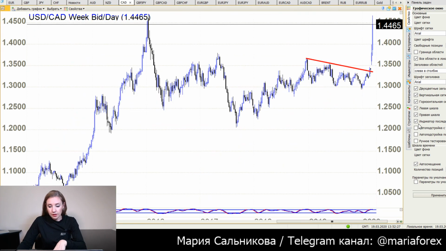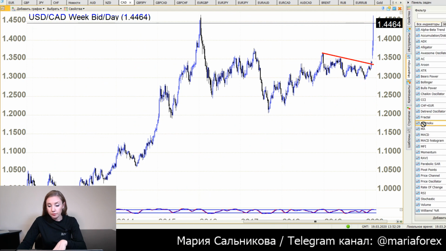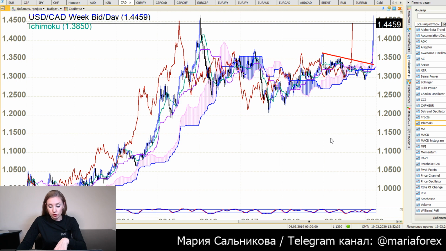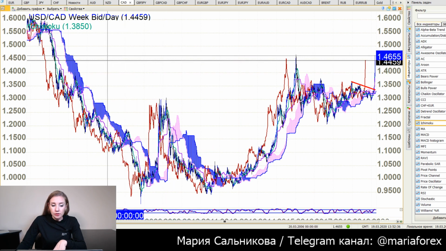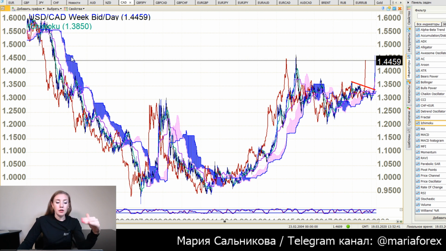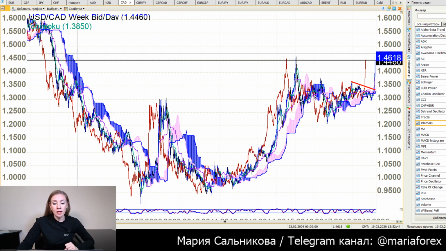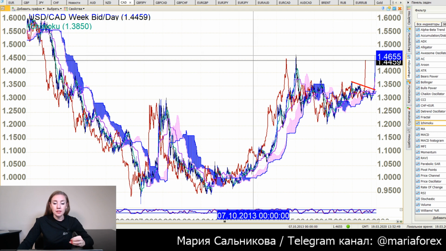What can we take from here? We can put Ichimoku indicator also to this chart. Is there any horizontal parts? Look here, in 2004 there was a horizontal part with the Senkou B, with the Ichimoku cloud, and it also gives us an opportunity to use it as a level of resistance.